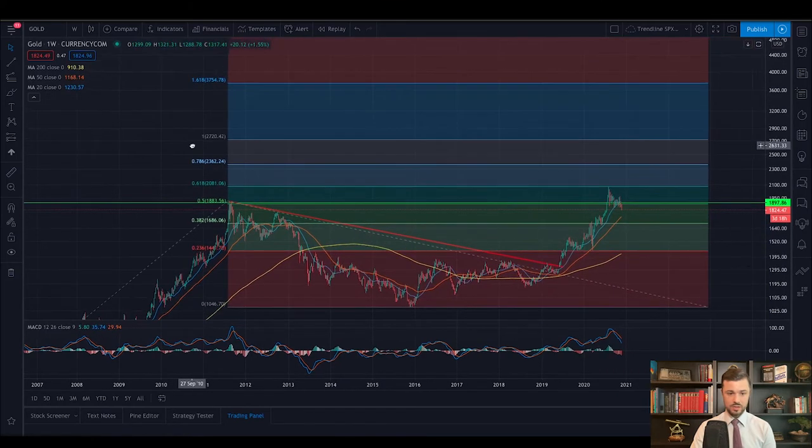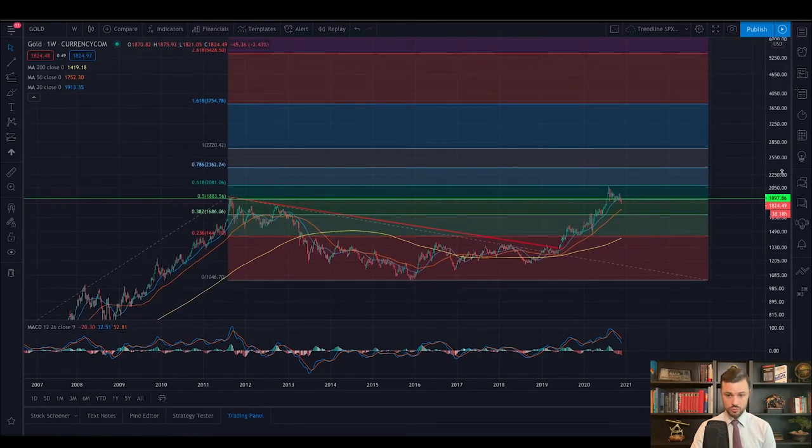My targets, as usual, I use the golden ratio, guys. So the 1-to-1 relationship brings us to 2700. So this would be my first target. I could offload some of my long position here if we reach this level by the end of 2022. But my real target, guys, my real target for the coming decade is 3700.